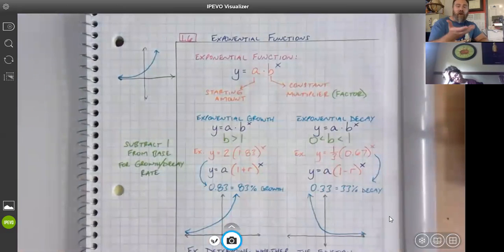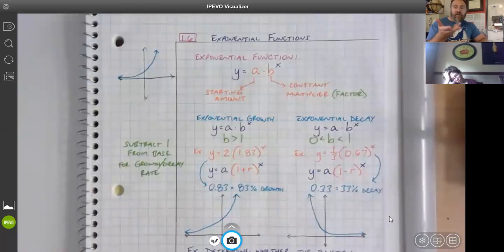If I have some starting amount, like, I don't know, 1,000 of something, let's call it dollars. If I have $1,000, and my constant multiplier is 1, $1,000 times 1 doesn't do anything. It still stays $1,000. That's what we would call a constant function, okay? It would just always stay the same.